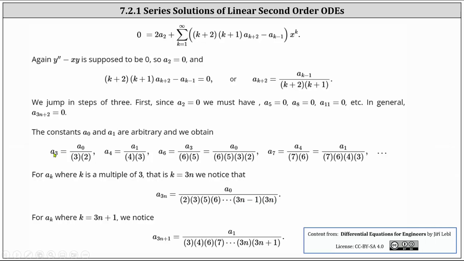So notice for a sub 3, n is equal to 1, and the factors in the denominator would be given by 3n minus 1 and 3n, which are 2 times 3 or 3 times 2. And for a sub 6, n is 2. The largest two factors in the denominator would be 3 times 2 minus 1 or 5, and then 3 times 2, which is 6, and we still have factors of 2 and 3.